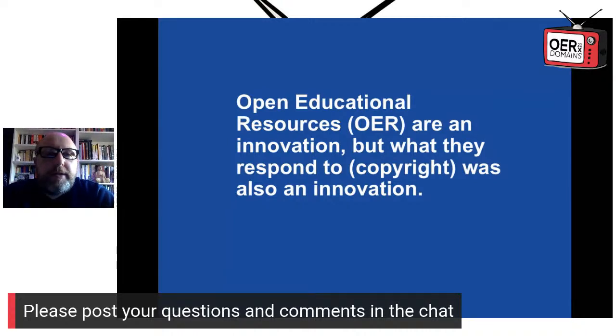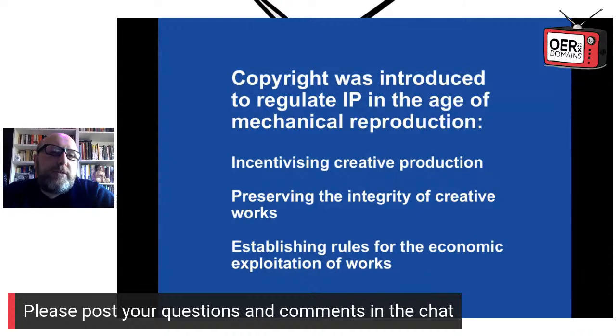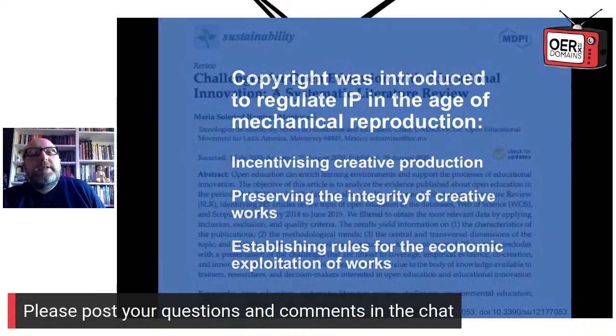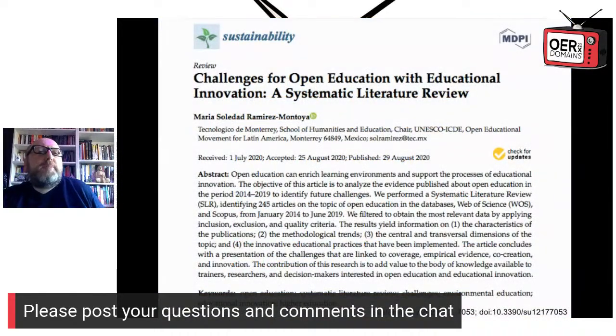But I think it's important to note that copyright, which OER is a response to, was also an innovation. And it was designed to solve the problem of how to regulate intellectual property once mechanical reproduction became possible. So how do we incentivize creativity? How do we preserve works? How do we establish the rules for economic exploitation and so on? So OER is a response to that, but it's not against a backdrop where there's no innovation in anything else.